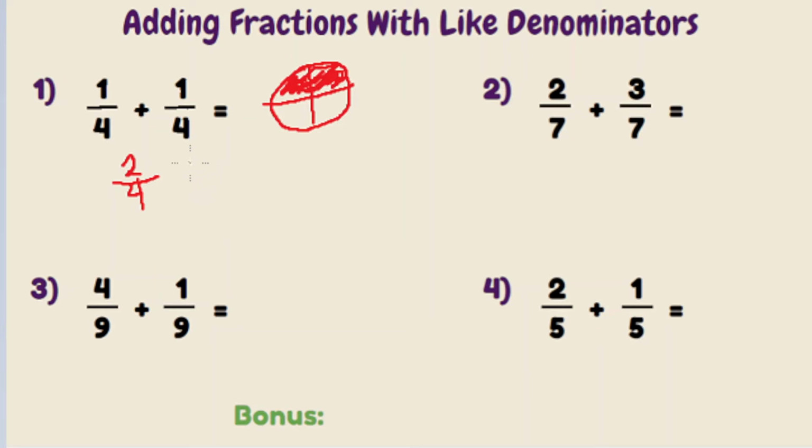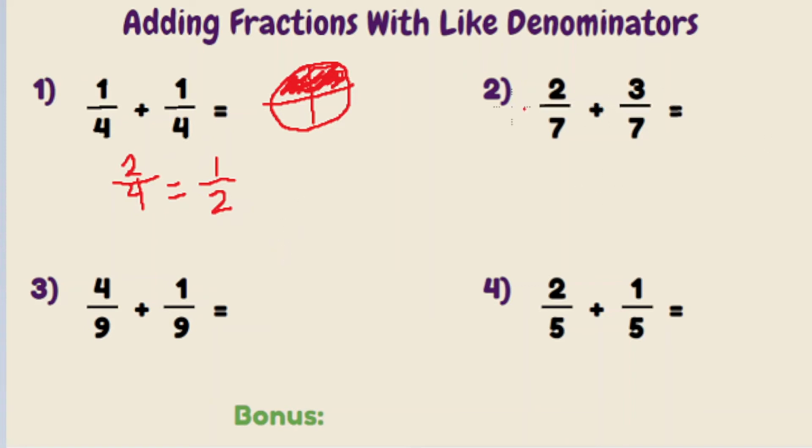So the steps to adding fractions with the same denominator is keep the denominator the same, add your numerator, and then of course simplify if needed. So here we have 2/4, and we know that 2 can go into 4, so we divide both numbers by 2, and we get 1/2.